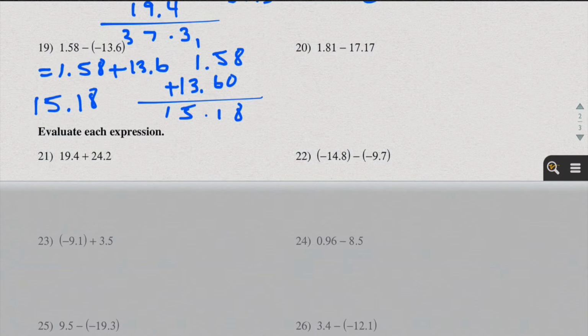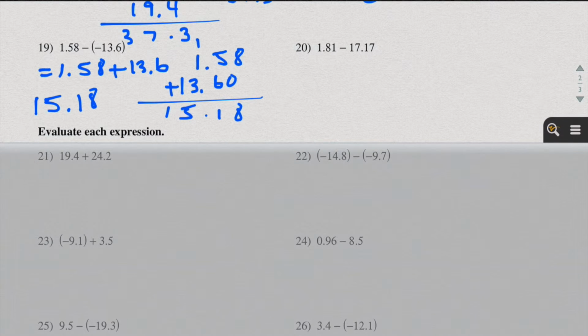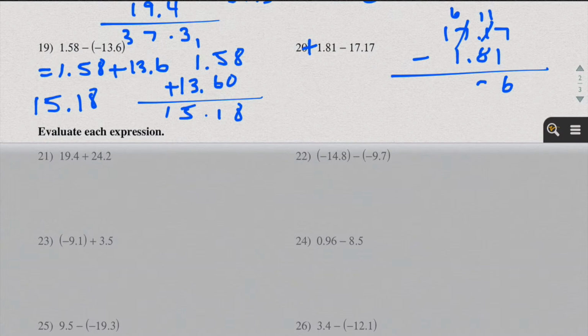Okay, number 20. 1.81 minus 17.17. Because the 1.81 has no sign in front of it, it's positive. So the signs are now different. We have a positive 1.81 and a minus 17.17. So we'll find the difference. 17.17 minus 1.81. Subtract those. 7 minus 1 is 6. This becomes 11. This becomes 6. 11 minus 8 is 3. 16 minus 1 is 15. So we get 15.36. Because the 17.17 is a larger number, it's going to be negative.